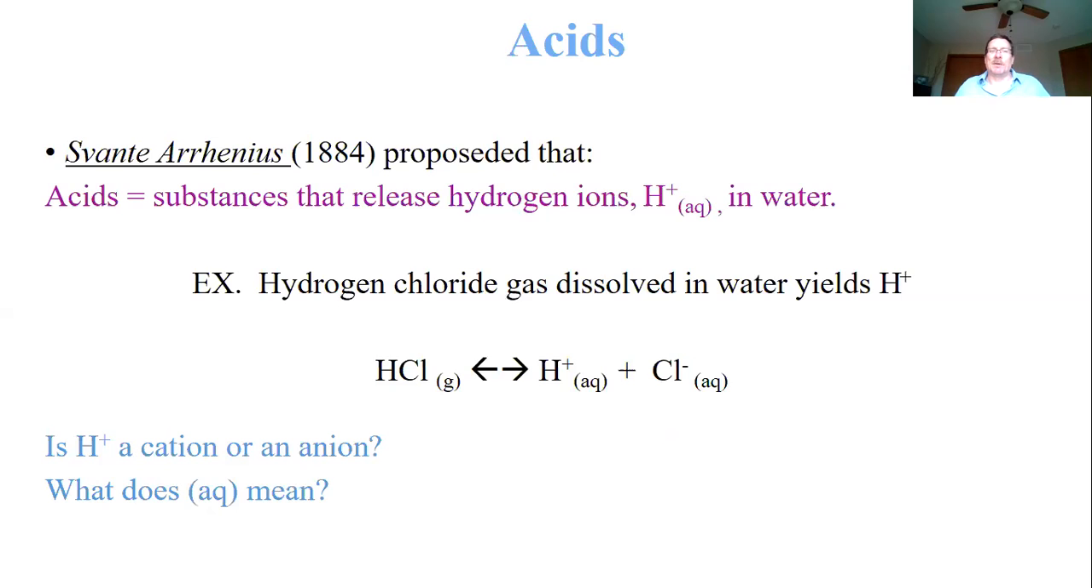Anyhow, let's go back to Arrhenius, about 1884. He proposed that acids are substances that release hydrogen ions into water. So for that example, there's a hydrogen dissociating into hydrogen and chlorine. And I gave you a couple of old questions to think about: whether the hydrogen ion is a cation or an anion, and when I'm writing equations, what does AQ mean? Anyhow, that was a basic thing. The easy way to say it is all acids start with H.